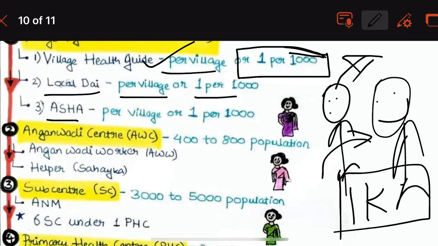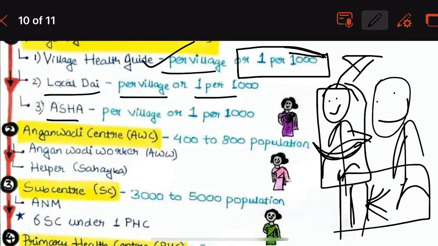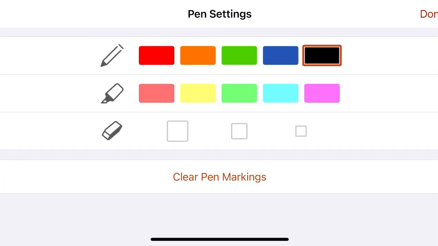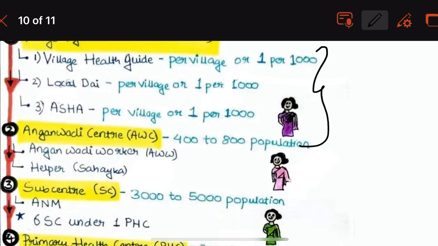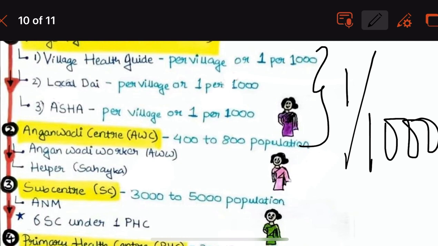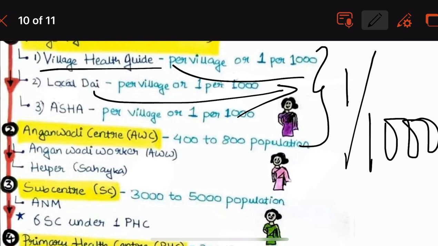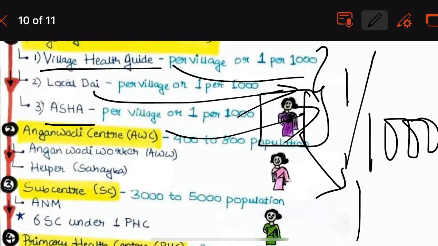The local Dai is covering 1K population. We have one local Dai. Let us have a baby here with her. And then we have Asha worker, per village or one per thousand. Very simple, guys. So at the village level, one village health guide per thousand population, one local Dai per thousand population, one Asha worker per thousand population. Asha worker, you can see in the purple sari.